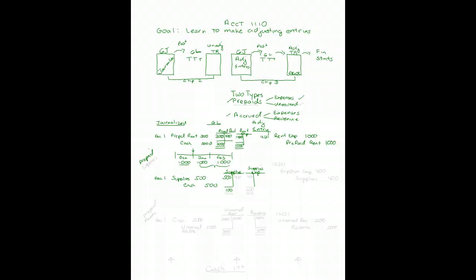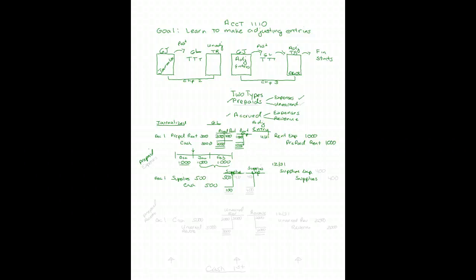Well, the adjusting entry will be dated on the last day of the month. All adjusting entries are. And it needs to move the amount into supplies expense and take it out of supplies, the asset. You can tell by looking at my general ledger account that I have $100 left.